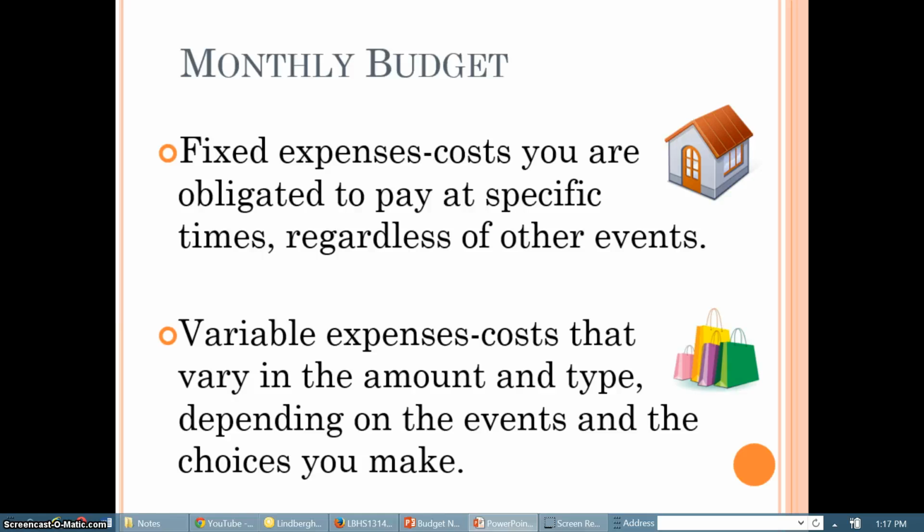Other types of variable expenses might be gifts in a particular month. May for the Gerard household is very expensive because we've got Mother's Day, we've got several birthdays, we've got our anniversary as well as graduation. So we tend to spend a lot more money on gifts in the months of May and December than we do any other month. So variable expenses are going to change in their frequency as well as their amounts on a monthly basis.